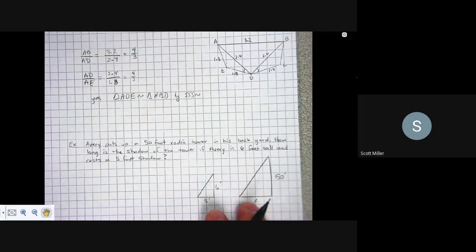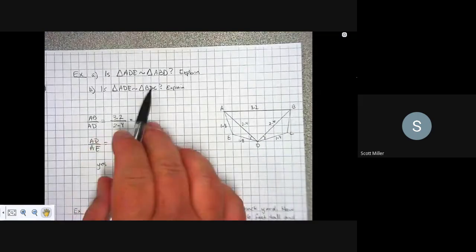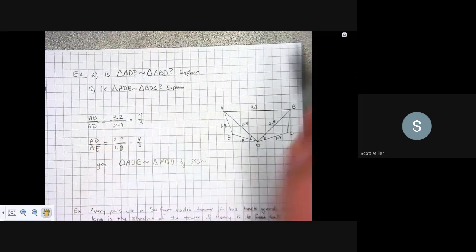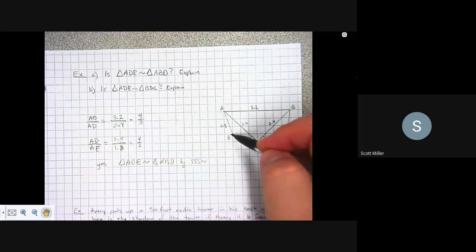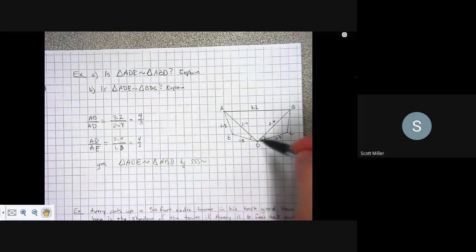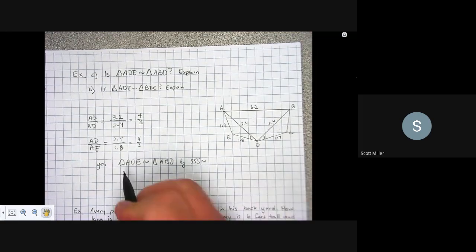Okay? Part B, how about those two triangles? ADE and EDC. Are these two triangles similar? Okay? Are those two triangles similar? So we do the same thing again. This is the long side of this triangle. This is the long side of this triangle. So we can do it again.